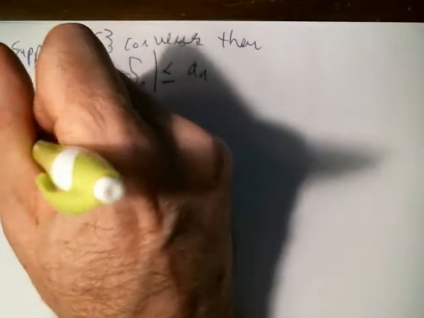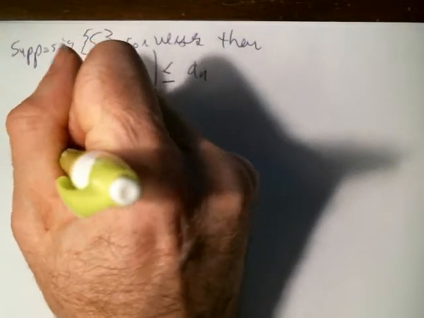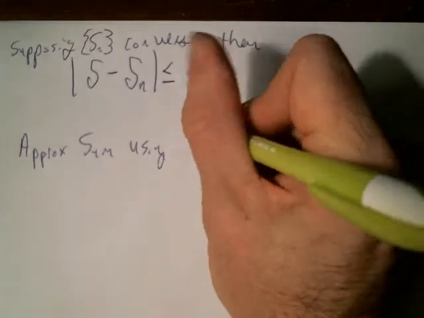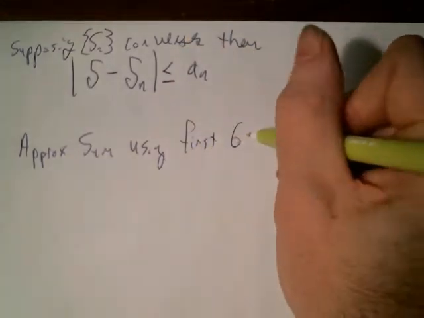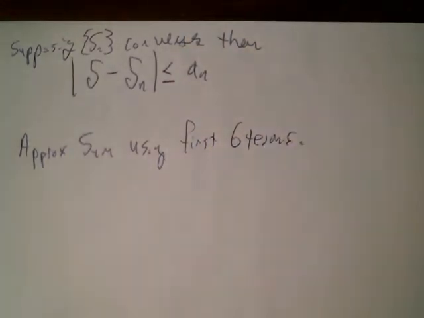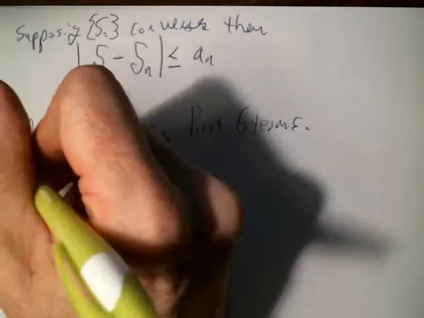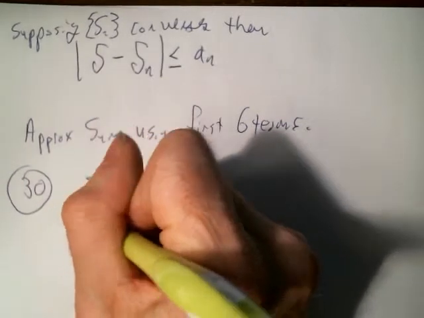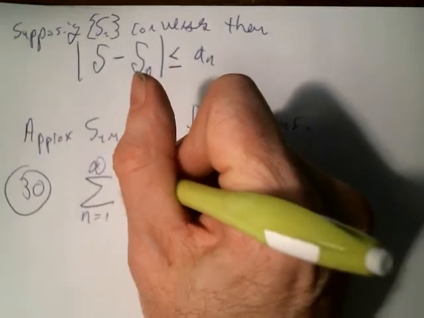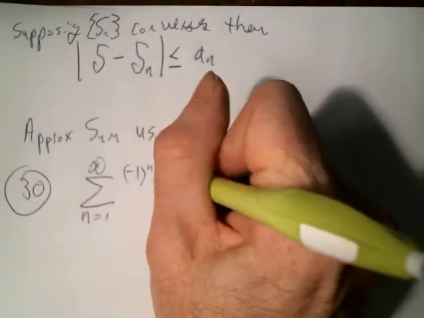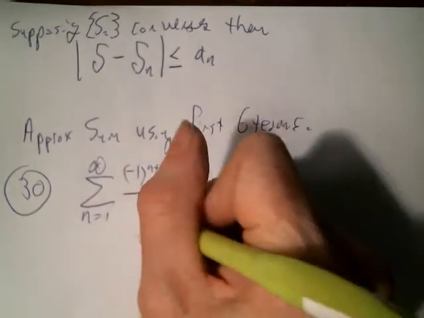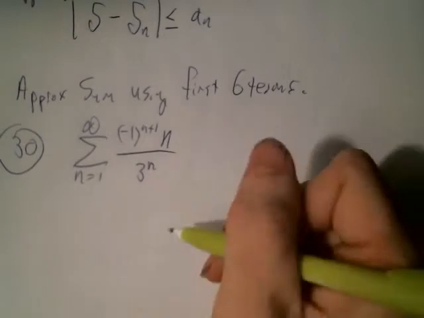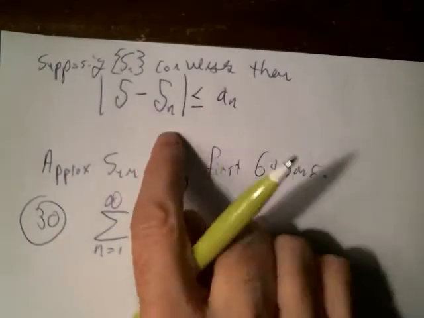Let's look at number 30. We want to approximate the sum using the first 6 terms. I have this in my notes as following example 4, but let's take a look at number 30. We have a series from n equals 1 to infinity of -1 to the n plus 1 times n all over 3 to the n. First I have to show it's actually convergent before I can use this theorem.